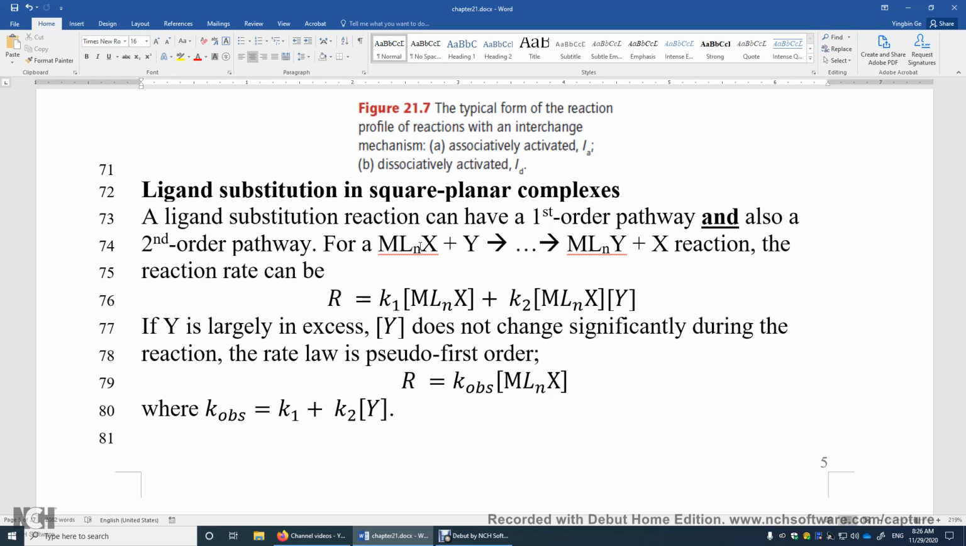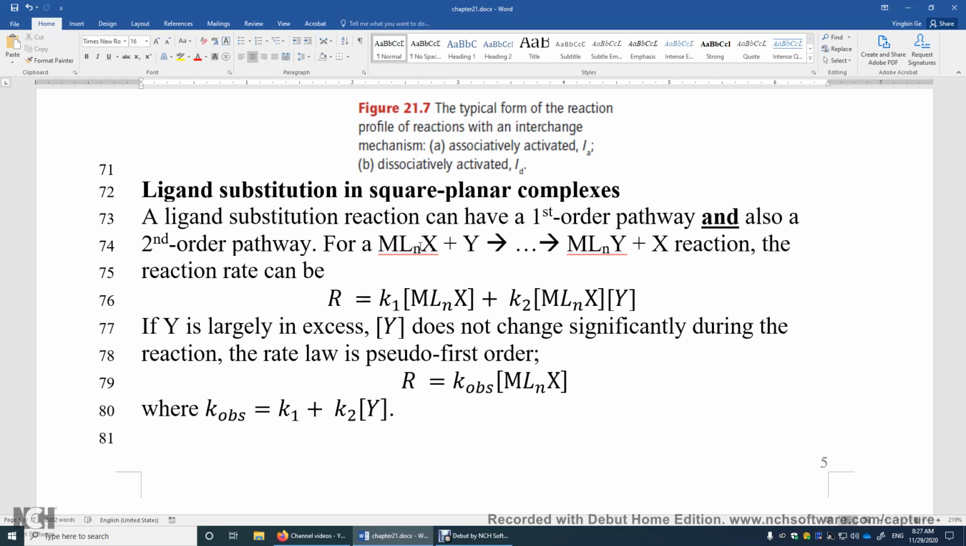Well, what if this transition metal breaks an MX bond first? Okay, and it happens to be the rate limiting step. And then, well, the kinetics is limited by this rate limiting step. The bond breaking between M and X is the rate limiting step, and that's the first order.